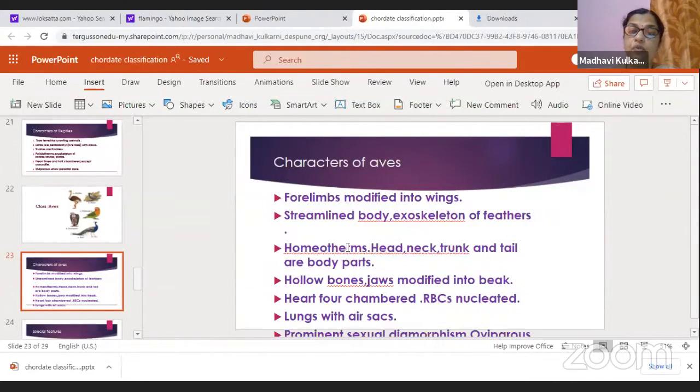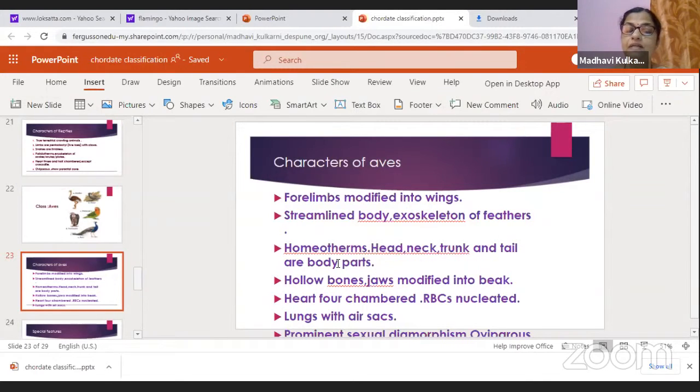All of them are homeotherms. They are warm-blooded animals. They maintain their body temperature constant, whatever changes occur in the surrounding. Birds have a little higher body temperature as compared to that of mammals, 39 to 40 degree centigrade, and that is always kept constant. So they are homeotherms. Body divisible into head, neck, trunk, and tail.